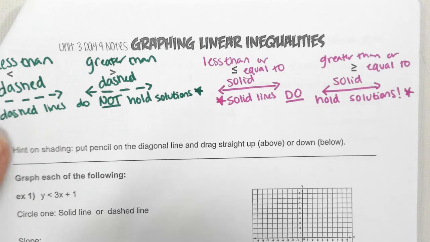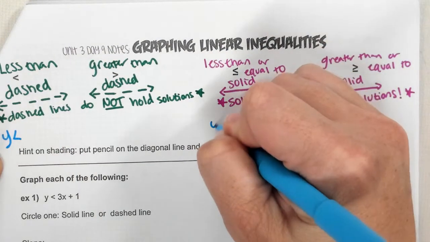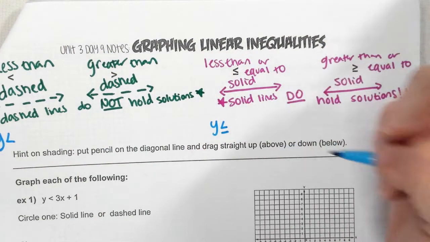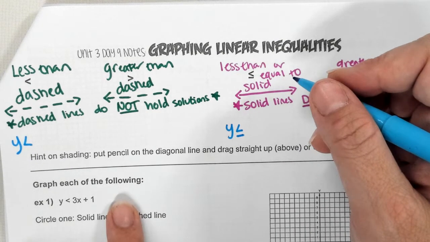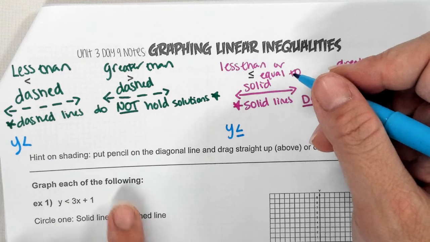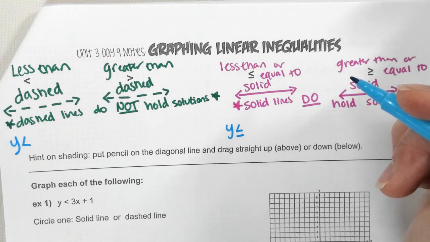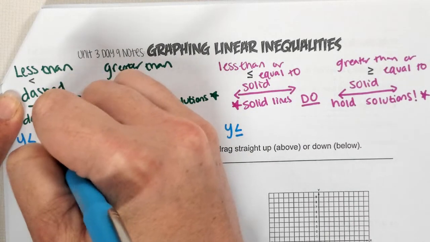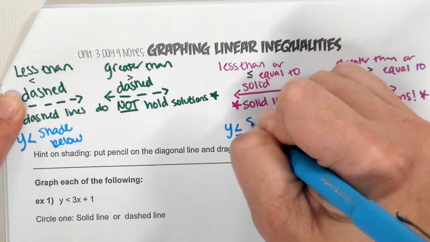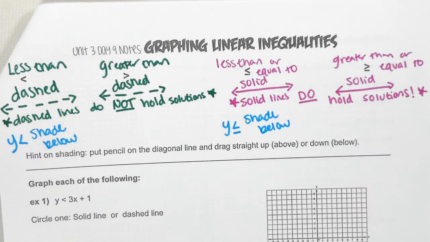Okay, if y is less than, or y is less than or equal to, and this is only if y is alone, so this is only slope-intercept form, okay? If you are less than something, are you above it or below it? Below, so you're going to shade below. So less than and less than or equal to are both going to be shade below.